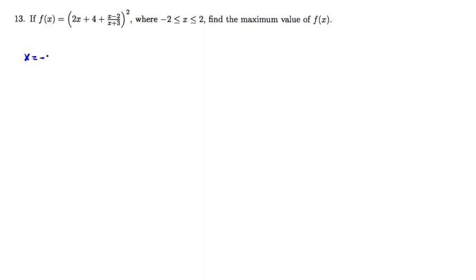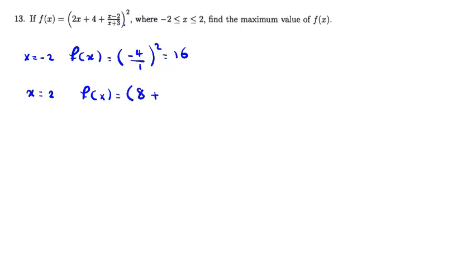If x equals -2, then f of x equals what? Let's calculate. It will be -2, -2, -4, 3 minus 2, 1. The power of 2, it will be 16. If x equals 2, f of x equals 2, 2, 4, 4 plus 4, 8, plus 2 minus 2, 0, so 0 over 5, 0, it will be 64. So we found 64. We want to check whether we have any x between -2 and 2 such that f of x is greater than 64.